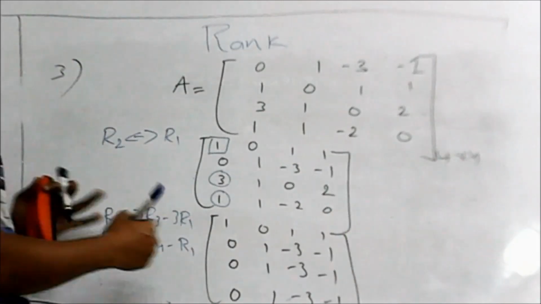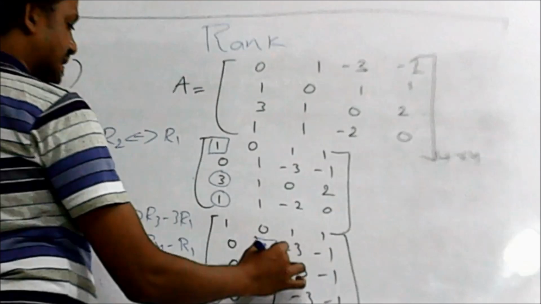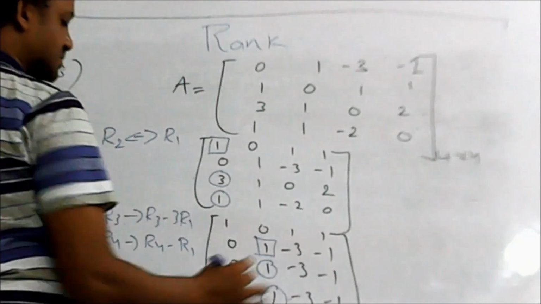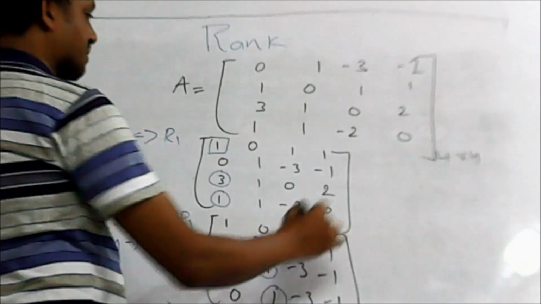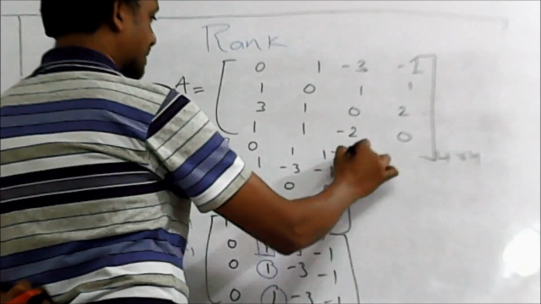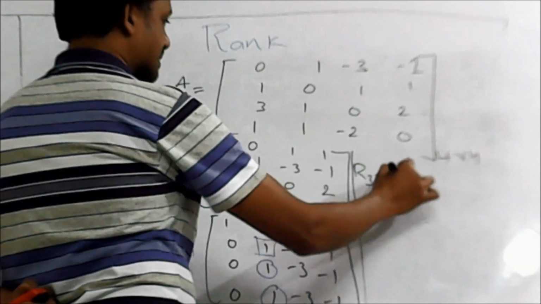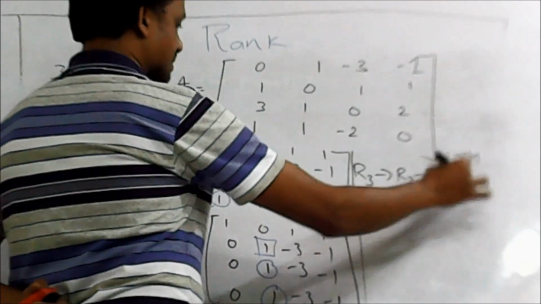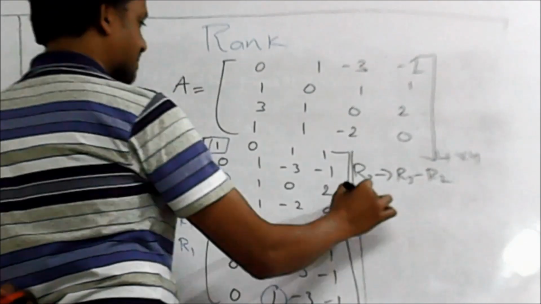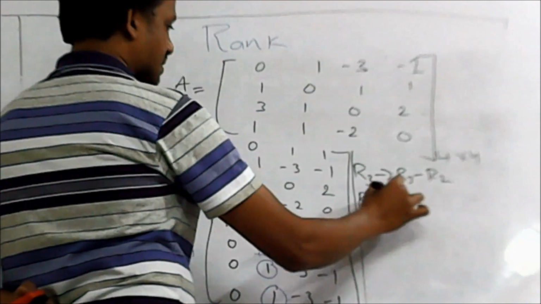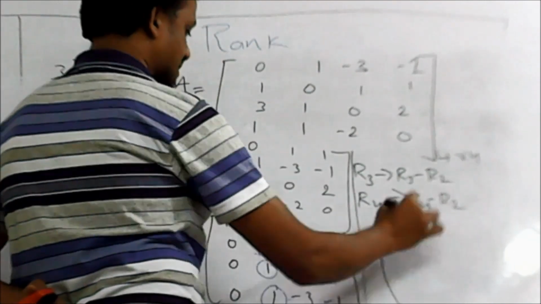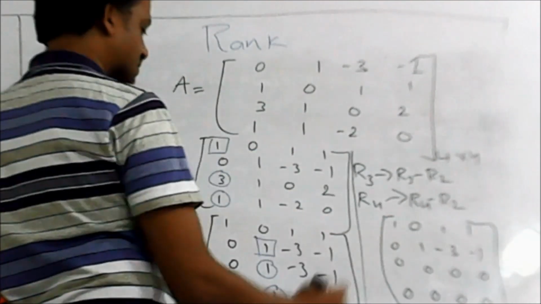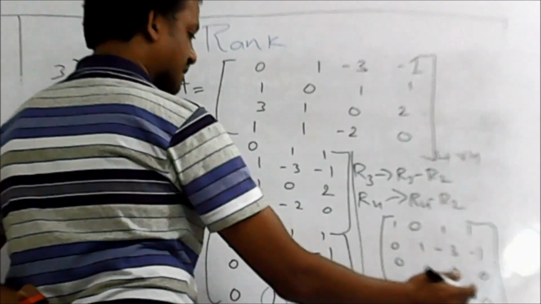Next we need to choose the second diagonal and make these two as zeros. What is the operation? R3 is R3 minus R2. Same elements, so you simply subtract: R4 is R4 minus R2. What is the result? 1. About the third diagonal, it is already 0. Below the elements are also 0.